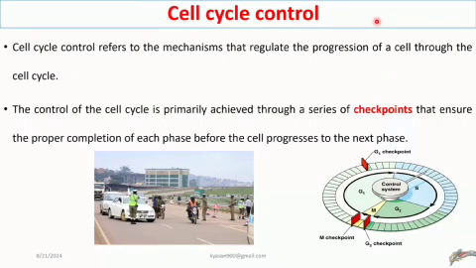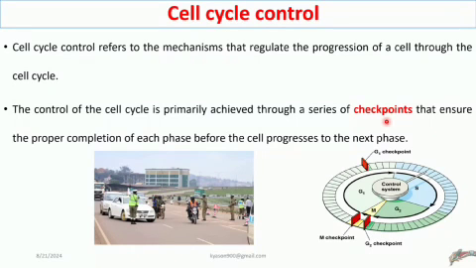Cell cycle control is very easy to understand. We've already looked at the phases of the cell cycle. You have G1, the S phase, the G2 phase, and the M phase. All these are phases, and in between these phases there are what we call checkpoints. These checkpoints are very important to prevent abnormalities of cell division, to prevent cancer and many other abnormalities.